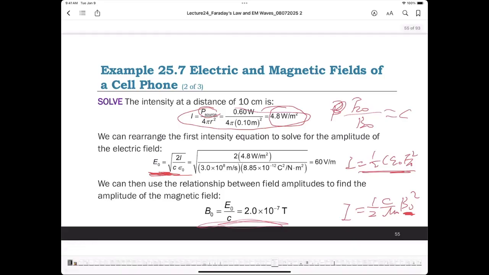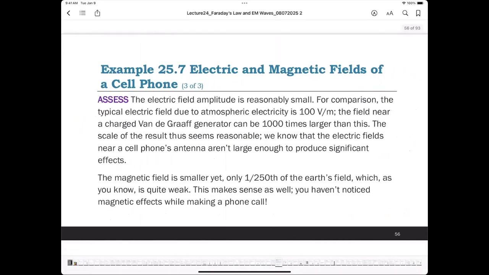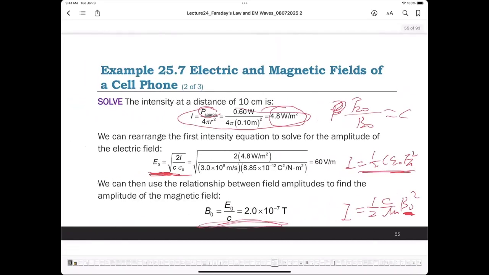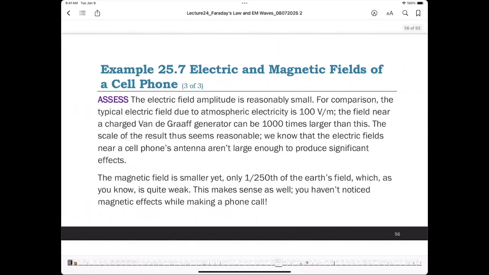Does it make sense to you? Okay, you can see the electric field amplitude is reasonably small. And for comparison, the typical electric field due to atmospheric electricity is 100 volts per meter. The field near a charged Van de Graaff generator can be 1,000 times larger than this. The scale of the result thus seems reasonable.